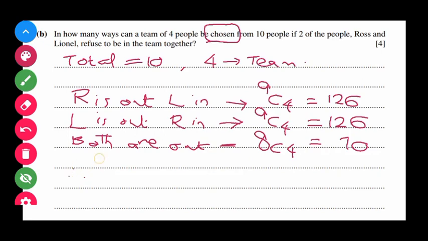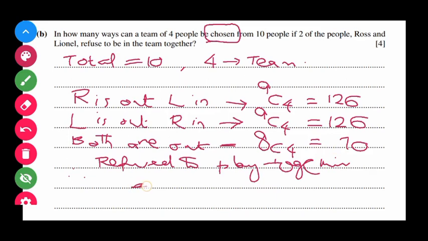Therefore, the number of ways they refuse to play together is 126, that means Rose is out and Lionel is in, plus 126, that means Lionel is out and Rose is in, minus 70, both are out. We get it as 182 ways. Okay.